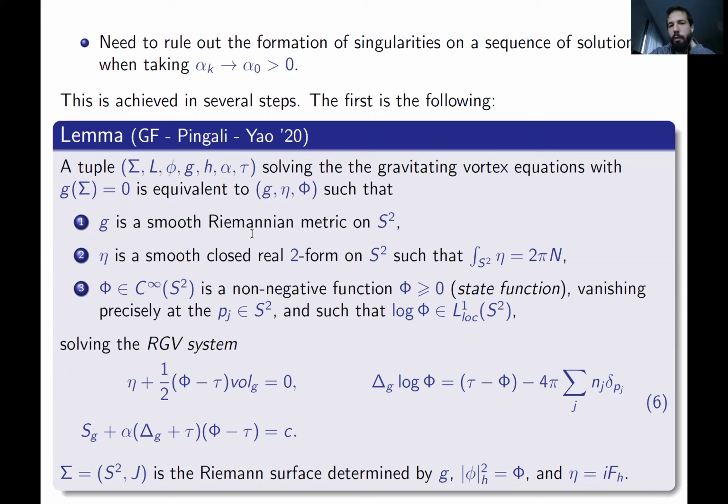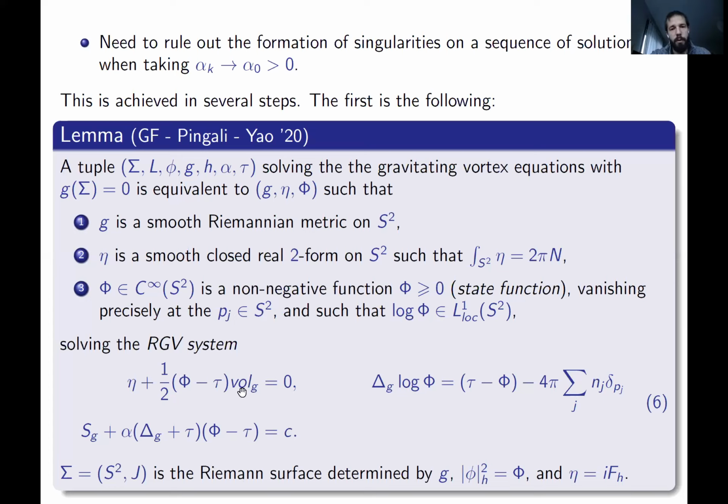So g is just a smooth Riemannian metric on the two sphere, the smooth two sphere, no complex structure. Eta is a smooth closed real two form on the two sphere, such that the total integral over the two sphere is 2 pi n. So of course this is going to be the curvature of something, right, on the line bundle. And then this phi is a smooth function on S2, which is non-negative, and which is precisely vanishing at the p_j's. And I record that log of phi is locally integrable. Then this triple has to satisfy the following equations.